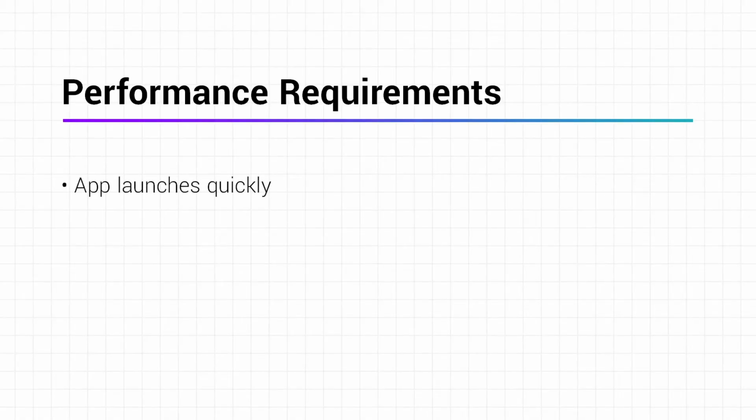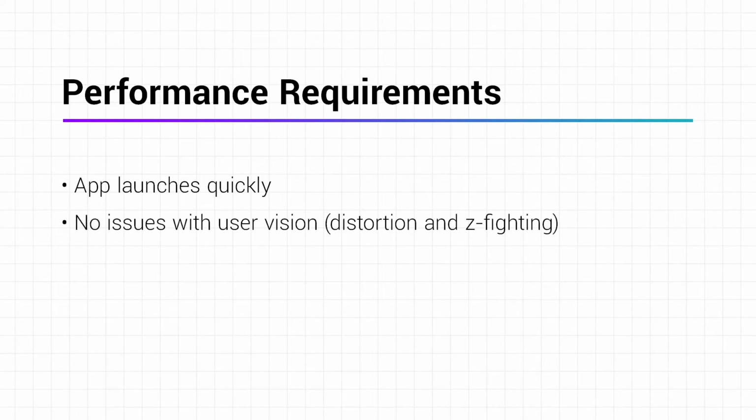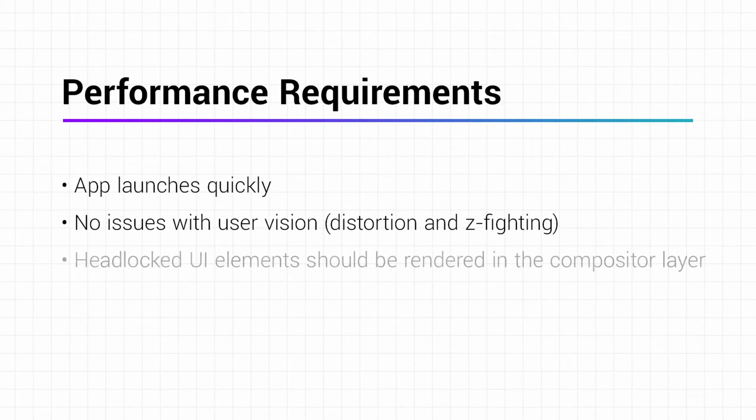You also want to make sure that your app launches quickly and has no issues with the user's vision. Distortion and Z-fighting are common vision problems. Head-locked UI elements should be rendered in the compositor layer so the user does not see any juddering while the game loads. Issues with performance can be identified with profiling tools covered in this project's previous optimization courses.